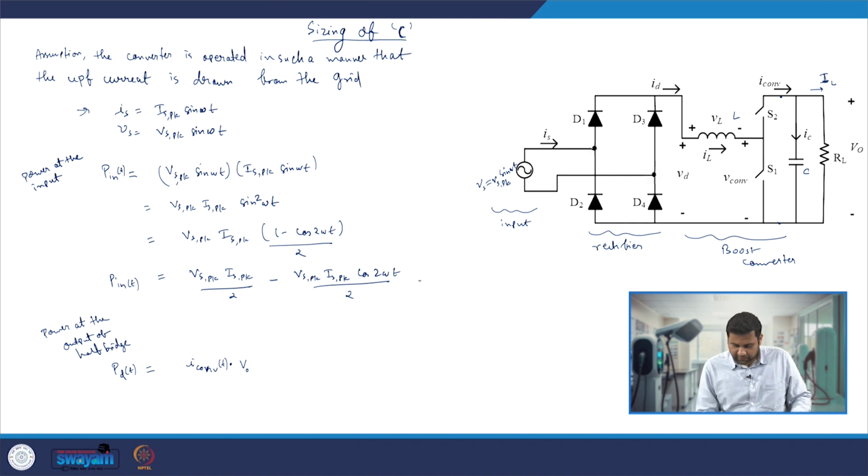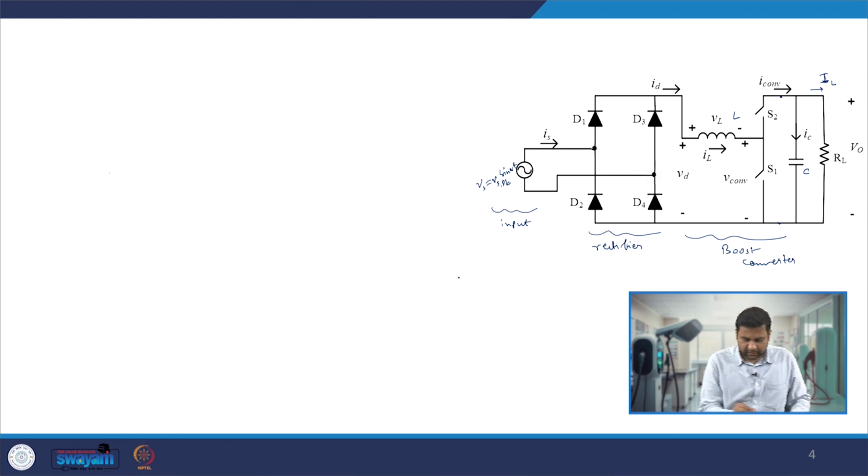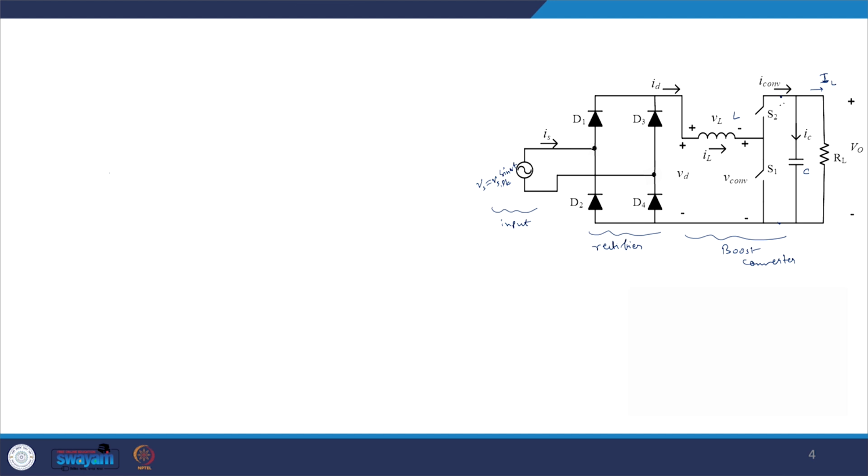Now let us define this as equation number 1, and this as equation number 2. If we look very carefully, what we have done is calculated the power which has been drawn from the source and the power at this particular point. And let us take one more assumption.